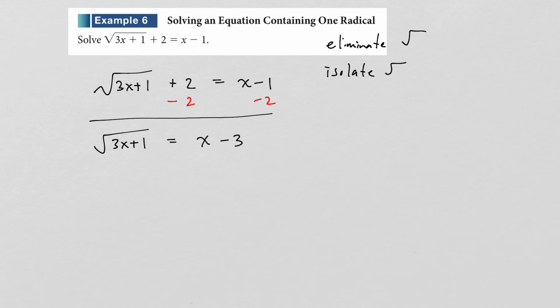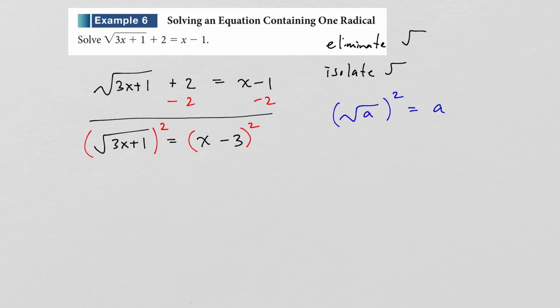Now the reason we want to isolate the radical is because we have a property that says if you have the square root of a and you square that, you just get a. So what I'm going to do to get rid of the radical here is I'm going to square both sides of the equation.